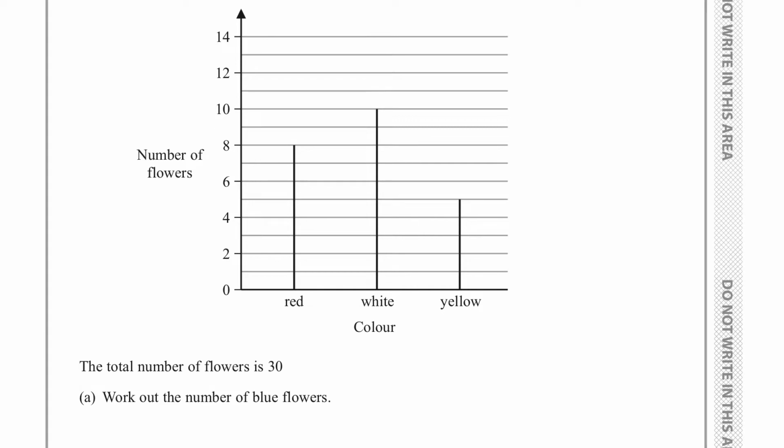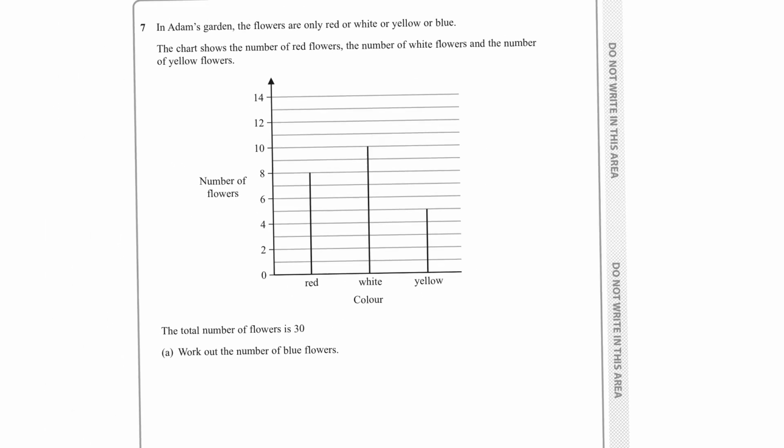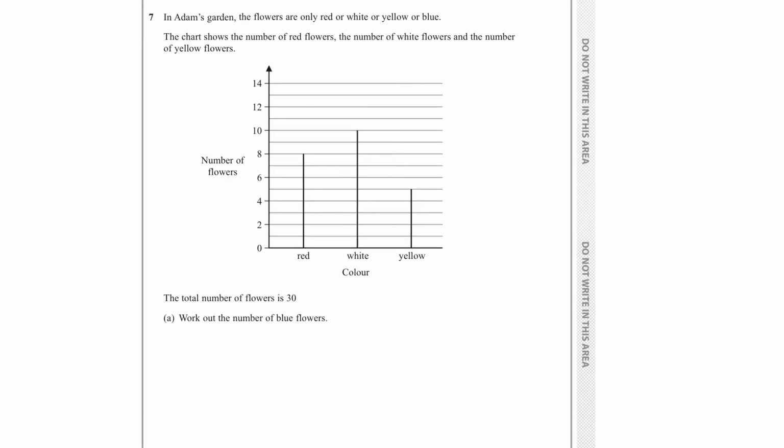So we can do 30 minus the number of red, white, and yellow flowers. If I just zoom out, there are 30 flowers in total. So there's 8 red ones, 10 white ones, and there are 5 yellow ones. So 30 minus 8 minus 10 minus 5, and that should leave you with an answer of 7 blue ones.